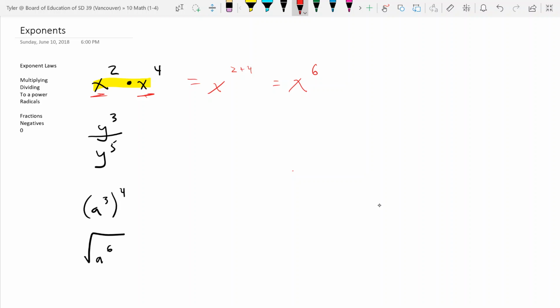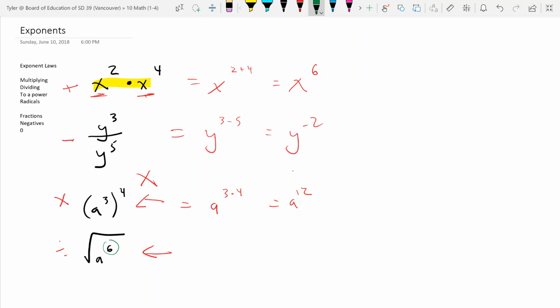If we were dividing, it's going to be subtracting. So it would be like y to the 3 divided by y to the 5, which would be y to the negative 2. We'll get to negatives in a minute because there's a special case with those. In this case, it's exponents. So here was adding, here was subtracting, here's multiplying. So it's actually going to be a to the 3 times 4, which is a to the 12. And then the last one, you probably guessed, is dividing. This is where we actually take whatever this exponent is and we divide it by this exponent.